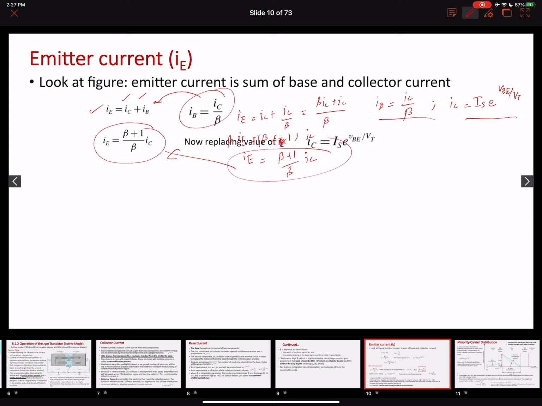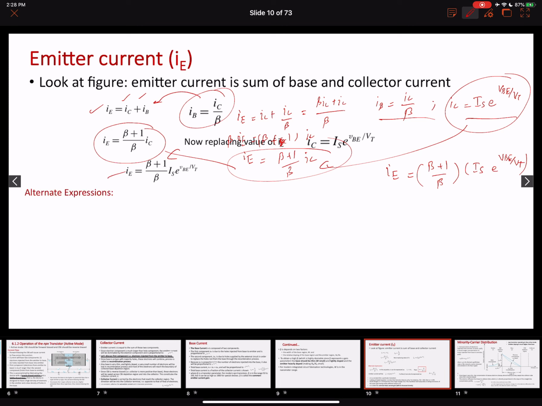Now you can also replace this value of IC into this equation to come up with a new equation of emitter current, which will be IE equals beta plus 1 over beta into the scaling current IS times e raised to power VBE over VT. You can also put it like this. Now we are going to develop an alternative expression for the emitter current as well, and that will be using this equation.